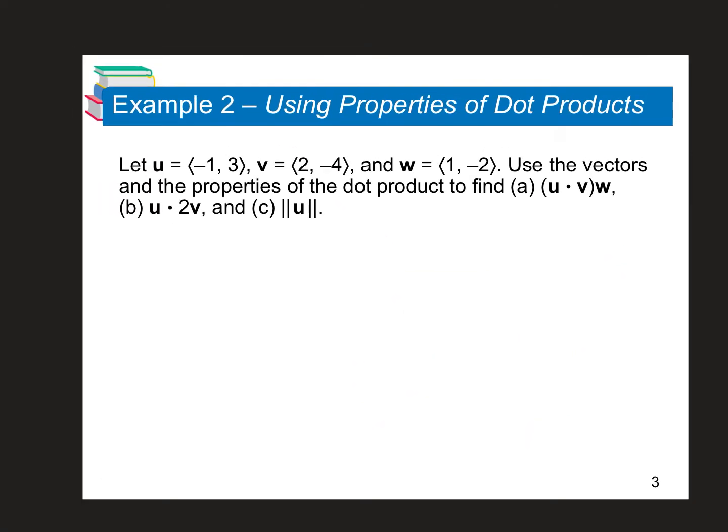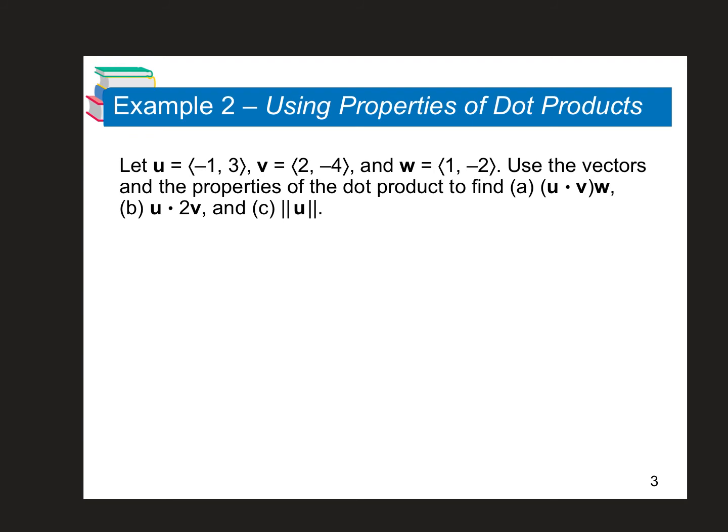All right. Using properties of dot products, we're going to do 3 different problems. So A wants me to find U dot V and then multiply it by W. Now, this is where you guys are going to make mistakes. There's a lot going on in this problem, a lot of words, and 3 different vectors. You have to take your time and be organized. If you mix up one of the vectors or a sign, then the whole problem is wrong, so pay attention to what you're doing.